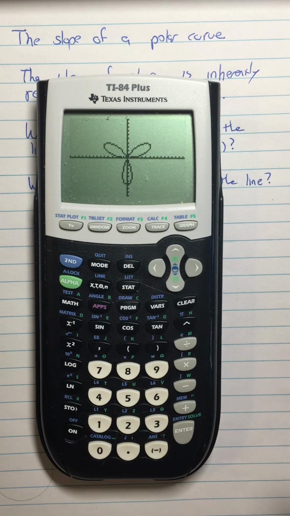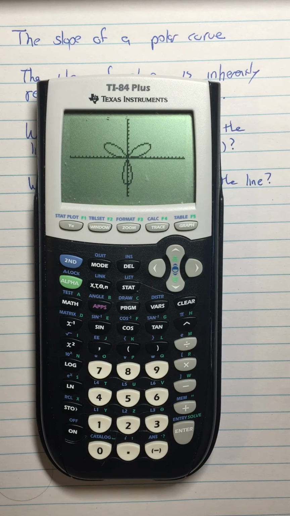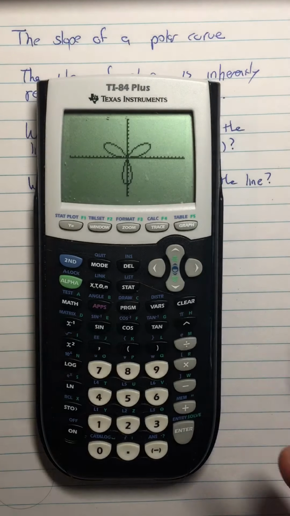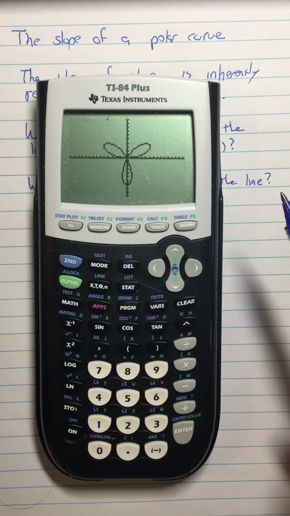So here is our shape that we started with. We've drawn this by hand, and I think we drew it on the calculator, right? Where is that graph? I lost my graph. Here we go. We drew this by hand. Anyway, there it is, 7 sine of 3 theta.